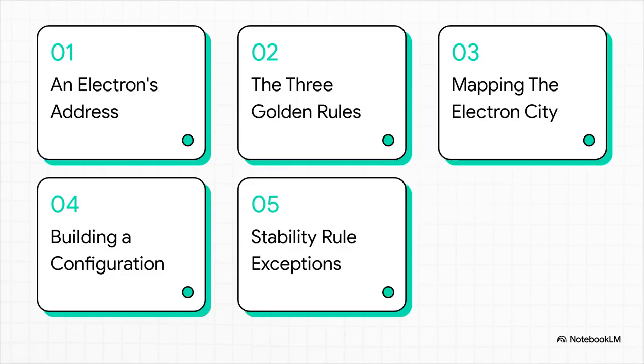I promise. So, here's our game plan. First, we'll figure out what an electron's address actually is. Then, we'll dive into the 3 golden rules that they all have to follow. We'll use those rules to map out this electron city, build a configuration from scratch, and even look at the really cool exceptions that make chemistry so fascinating.